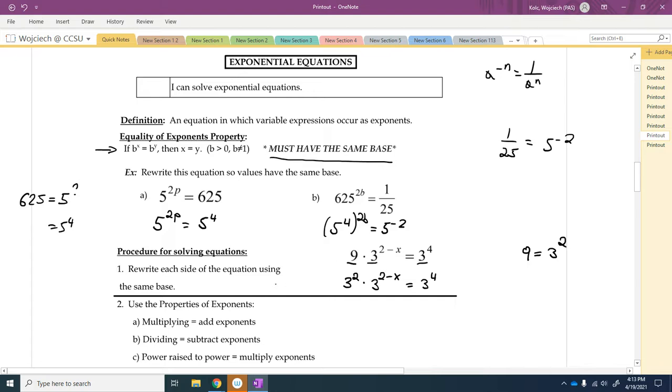So now let's talk about exponent rules. When we multiply, we add the exponents. In this case, it's multiplication, so we are going to add the exponents. So I'll get 2 plus 2 minus x is equal to 4. 2 plus 2 is 4, minus x is equal to 4.